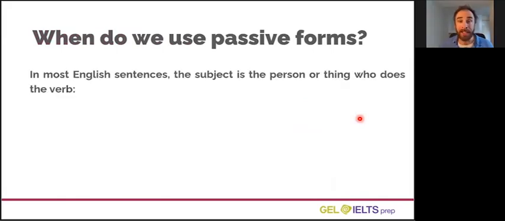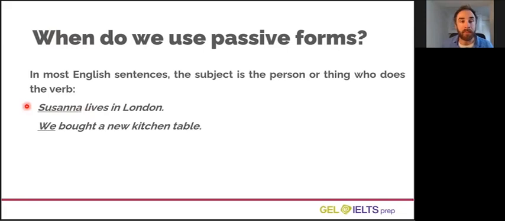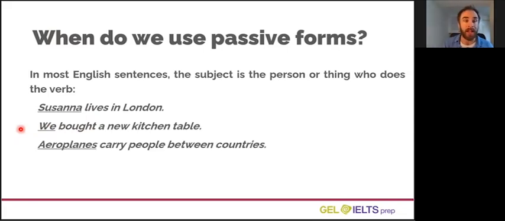In most English sentences, the subject is the person or thing who does the verb. For example, Susanna lives in London. Susanna is the subject, lives is the verb. We bought a new kitchen table. We are the subject and bought is the past simple verb. Aeroplanes carry people between countries. All of these sentences are active because the subject is the thing or person that does the verb.